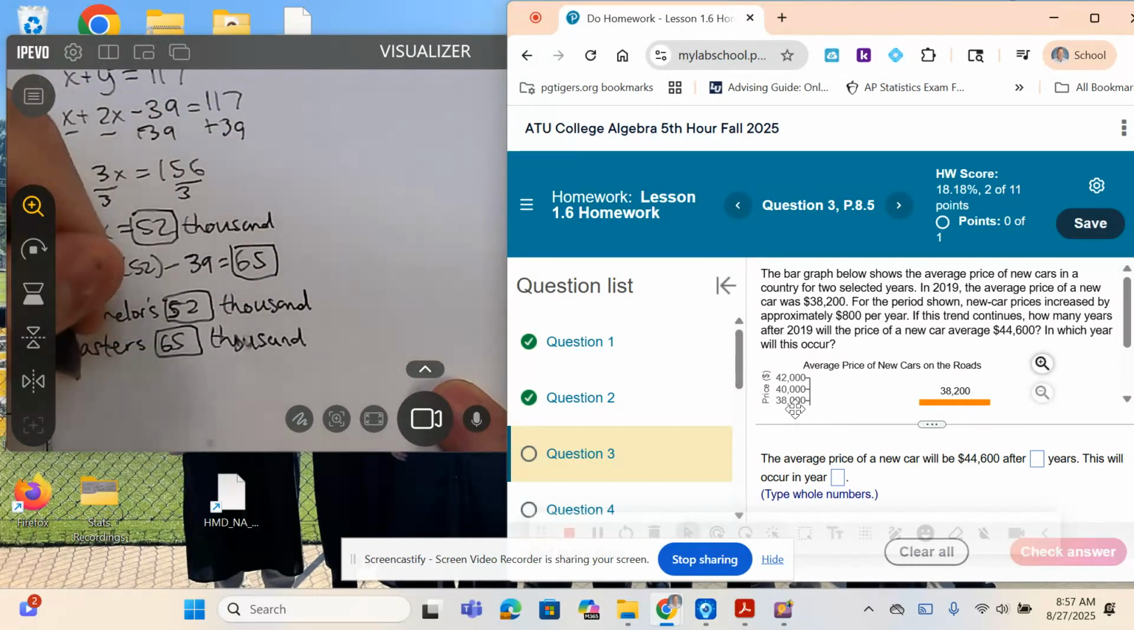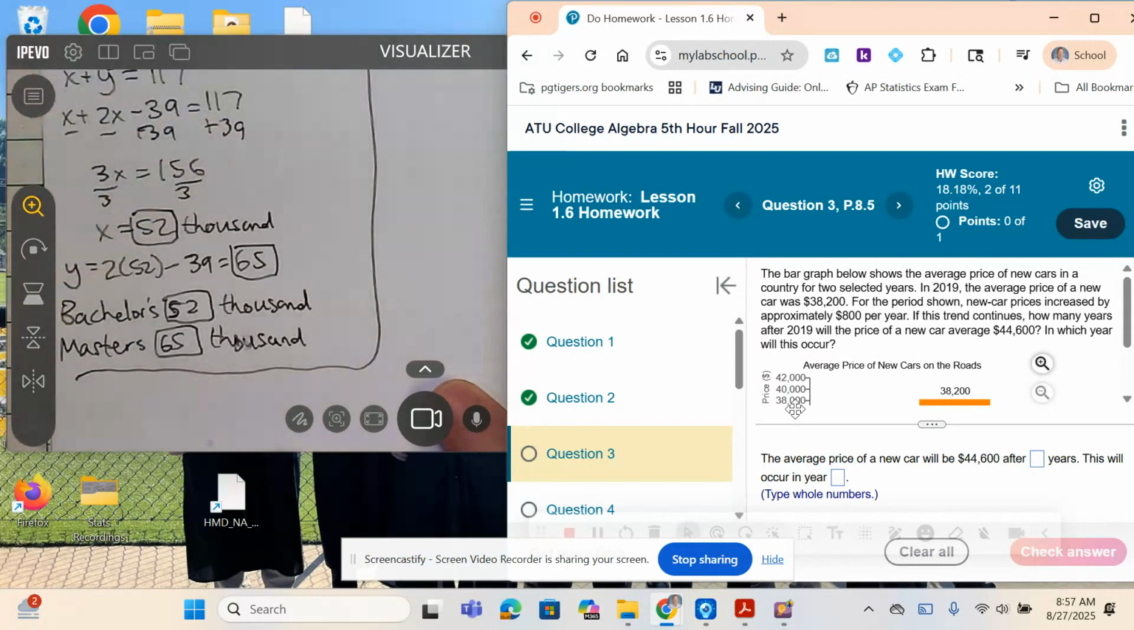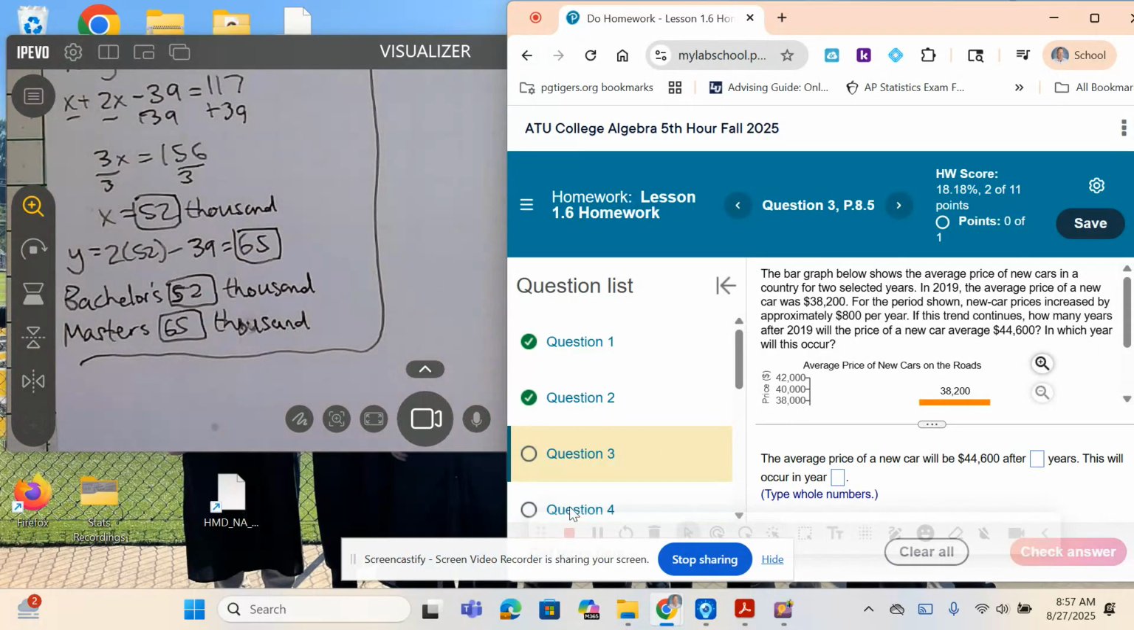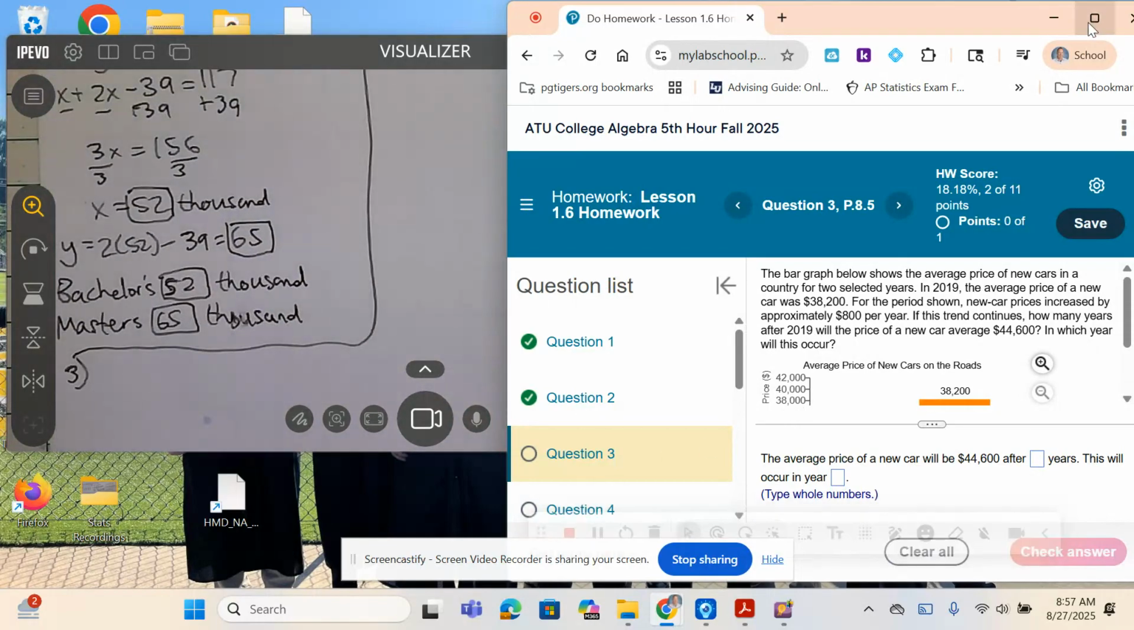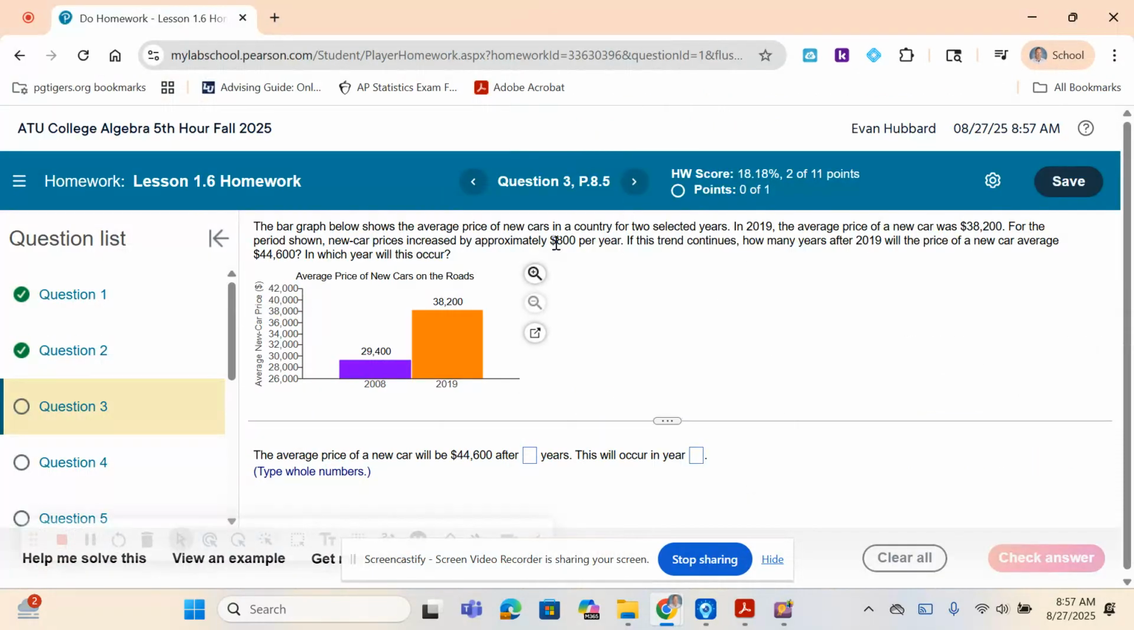52 and 65. All right, so there's 2. All right, 3. The bar graph shows the average price of new cars in the country for 2 selected years.